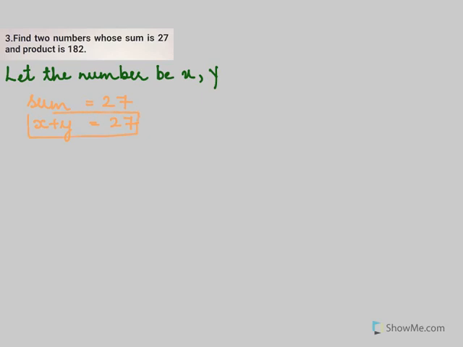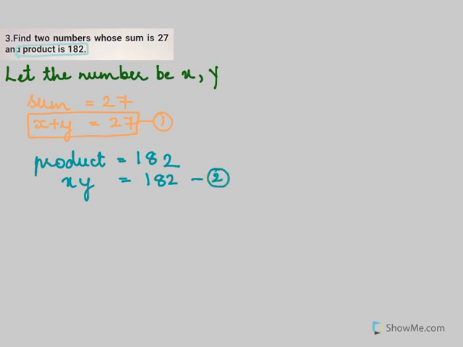We'll just keep this as equation 1. And in the second part, they have said the product is 182. So product equal to 182 means x into y equals 182. This is my equation 2.